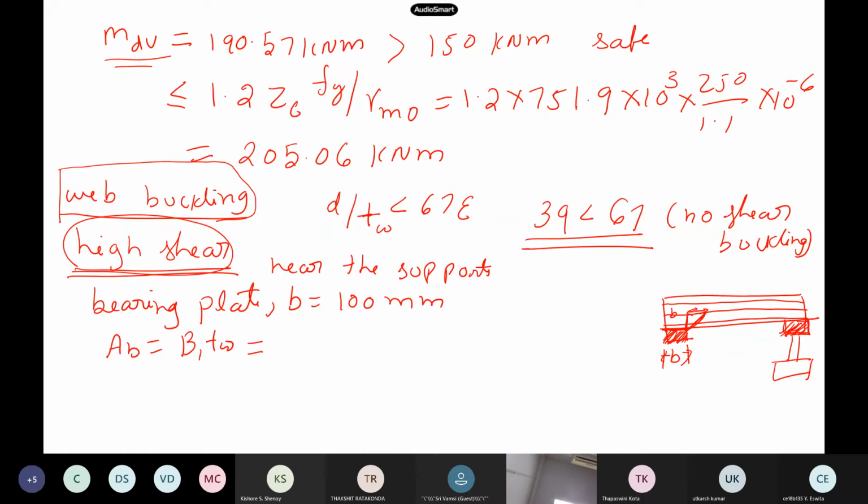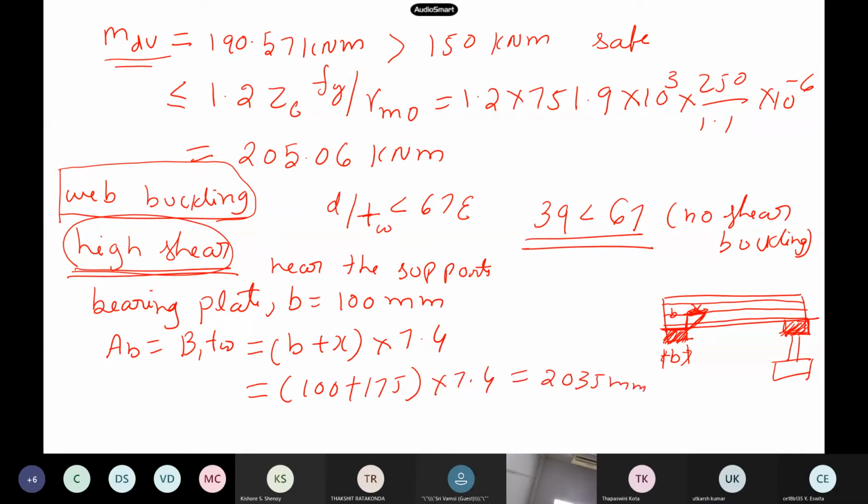So this is the width. This small portion, which we are calling X, is at the diagonal, and you have to find it out, multiplied by the thickness of the web. The thickness of the web here is 7.4, so you can easily find that out. So this turns out to be, you see, 100 is the bearing. Then this X, which is the extra due to that 45 degrees angle, turns out to be 175 into 7.4. So this turns out to be 2035 mm square. So this is our area.